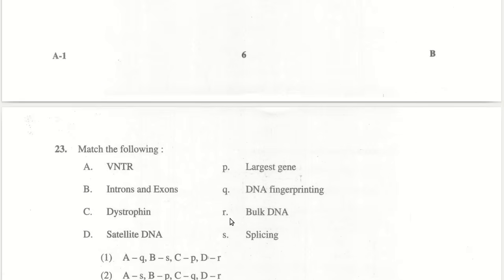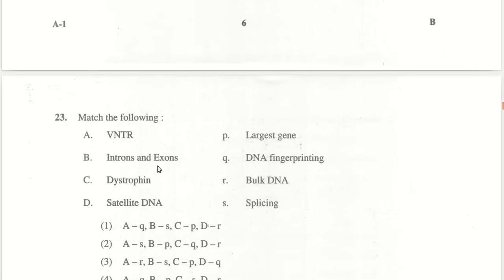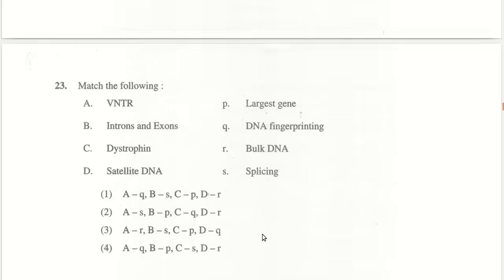23rd, match column 1 with column 2. VNTR is due to variable number of tandem repeats. It is an important feature in DNA fingerprinting. B, introns and exons. C, dystrophin, largest gene. Satellite DNA, or bulk DNA. So the correct choice is found in the first one. 23rd, the first one is the answer. A is Q, B is S, C is P, and D is R.